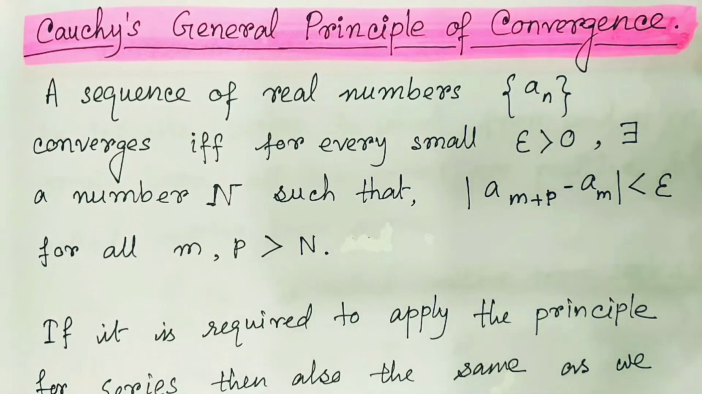Now, the most important principle here is Cauchy's general principle of convergence. This is another principle by which we can find out whether a given series is convergent or not. So, at first, the statement for the principle.